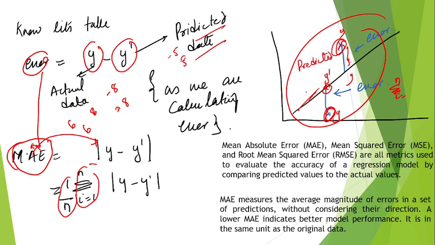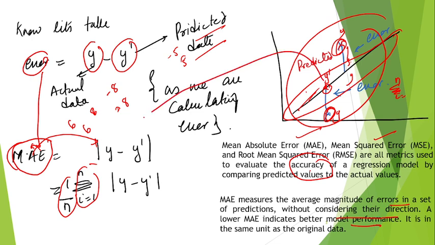And mean absolute error is nothing but the error set for prediction without considering the direction. Without considering the direction, that is the more important point. The lower mean indicates better model performance, and a higher mean indicates there is more error. All metrics, mean absolute error, mean square error, root mean square error, are used to evaluate the accuracy of a regression model. So this is our model which we have created, and we want to calculate the accuracy. So this is our mean absolute error.